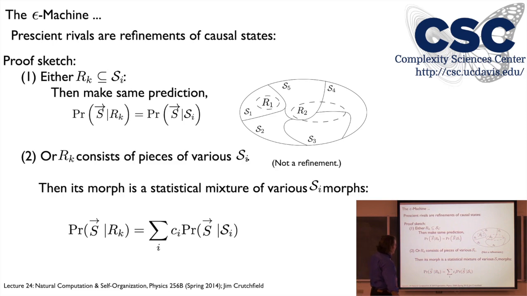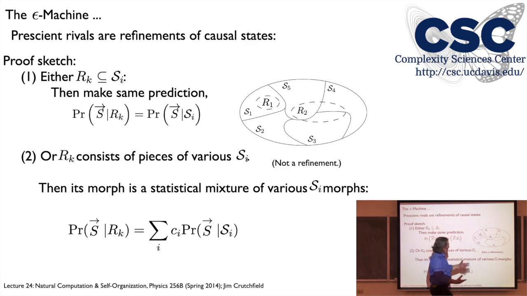So the result we want to establish now is that these equally predictive rivals, the way they partition up the space of histories, those subsets or classes are refinements of the causal state partition of pasts. Okay. So we have sort of two cases. Let me describe it graphically. Here's the space of pasts, and then I put in here with the solid lines the partition induced by these 5 causal states.